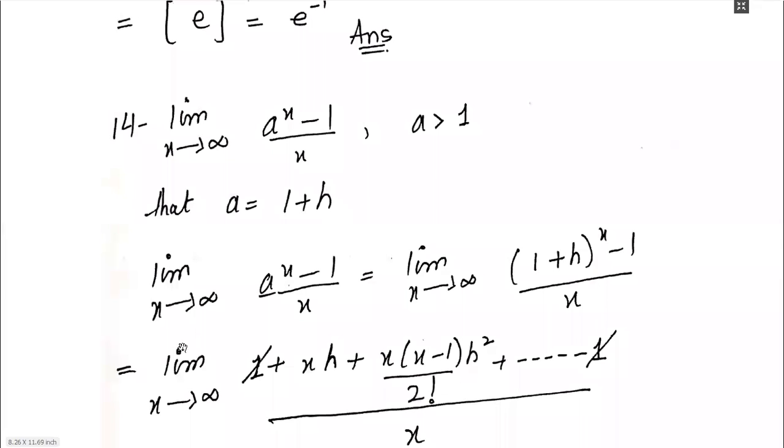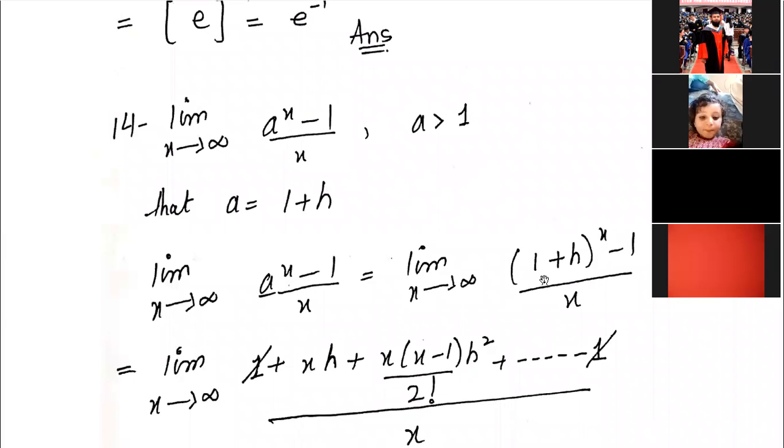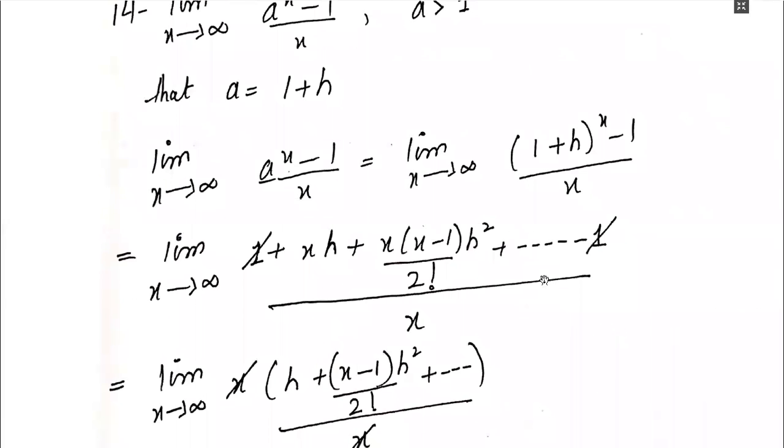Then limit x tends to infinity, (a^x - 1)/x equals limit x tends to infinity, replace this a by 1 plus h, ((1+h)^x - 1)/x. Now here for (1+h)^x, apply the binomial theorem. You remember the binomial theorem: (a+b)^n equals a^n plus n a^(n-1) b upon 1 factorial, then 2 factorial, and so on. Now you apply limit x tends to infinity, 1 plus xh plus x(x-1)h^2/2 and so on, and this minus 1 is upon x.